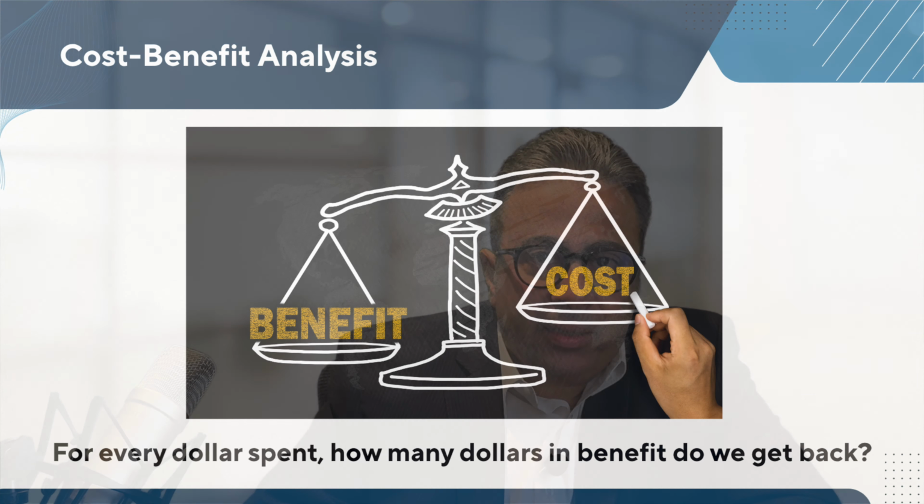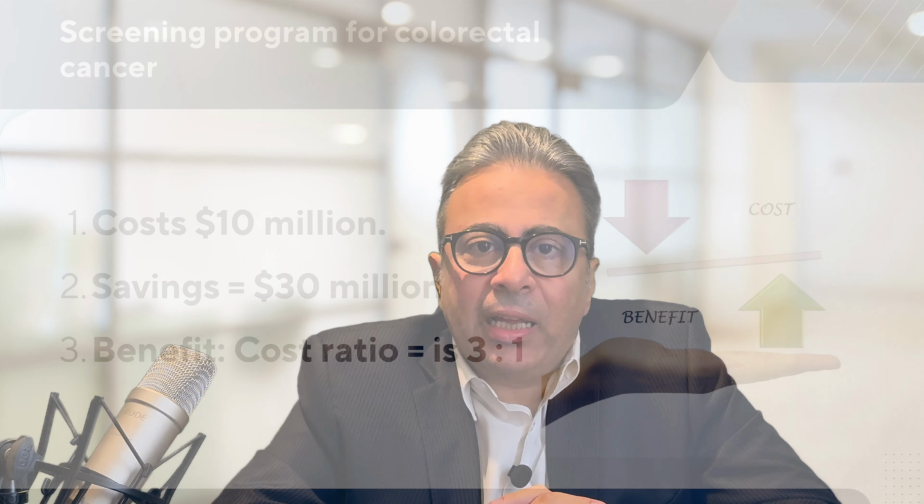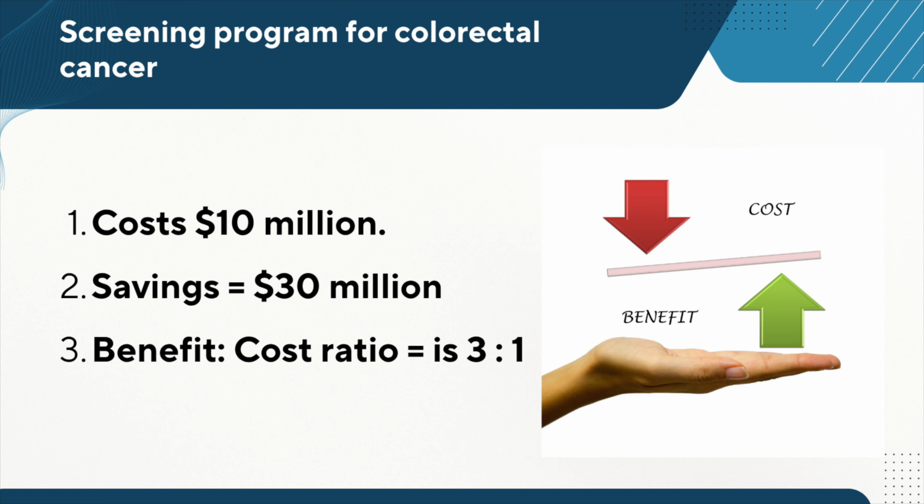For example, suppose a new screening program for colorectal cancer would cost $10 million, but it is expected to save $30 million by avoiding treatment costs and through productivity gains. The benefit-to-cost ratio here is 3-to-1, meaning that every dollar spent yields $3 in benefit. And from a financial or economic standpoint, that's a strong justification to fund the program.